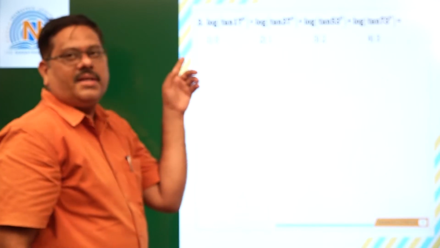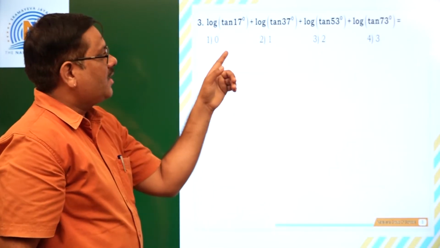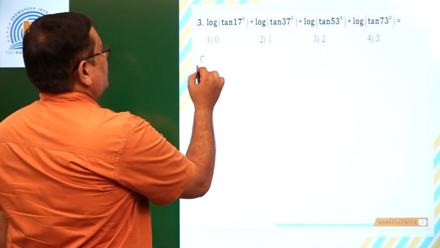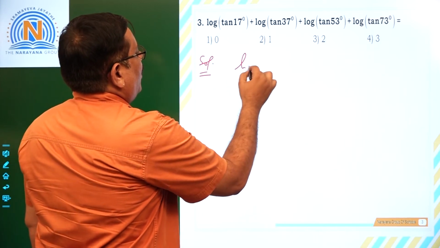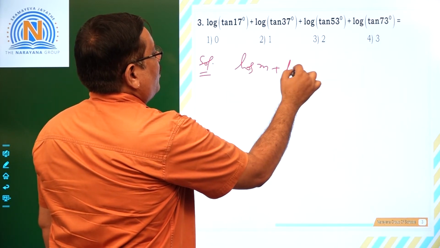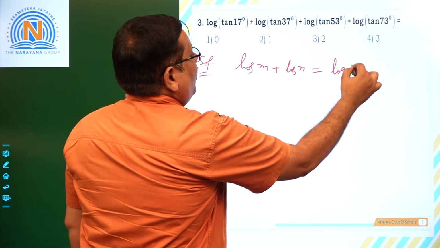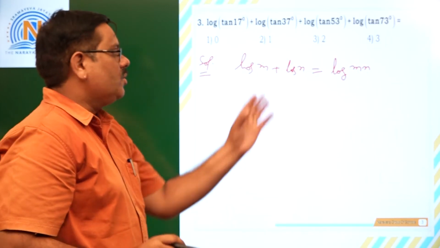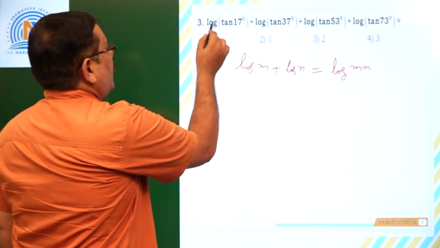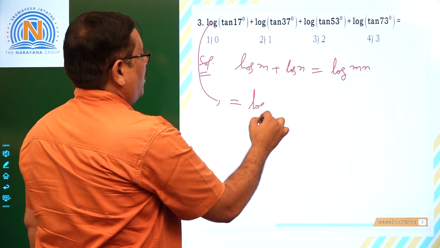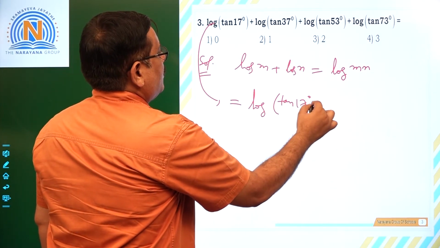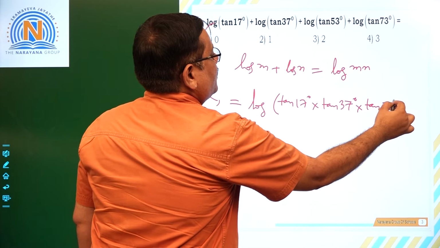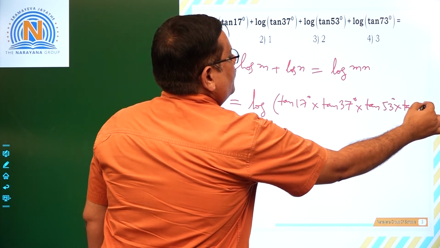Log tan 17 degrees plus log tan 37 degrees plus log tan 53 degrees plus log tan 73 degrees is equal to, fine. We have log m plus log n as log mn, the product rule. It is a product rule we have in logarithms. Using that property, we can solve this. If at all you do that, this is going to be log of tan 17 degrees into tan 37 degrees into tan 53 degrees into tan 73 degrees.